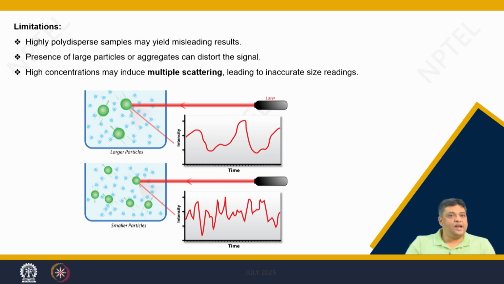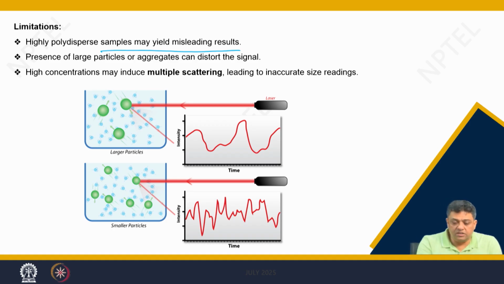As you see, there are some limitations in this. What is that? If you have a highly polydispersed sample, you can get misleading results, because you do not have same size particles. Some are small, some are larger, and then it varies from one part to the other. So, continuously you may end up getting different types of data, and you may not be able to get the true picture.